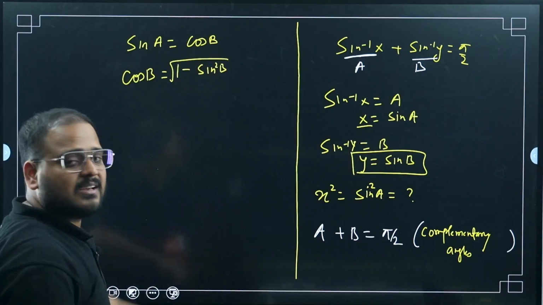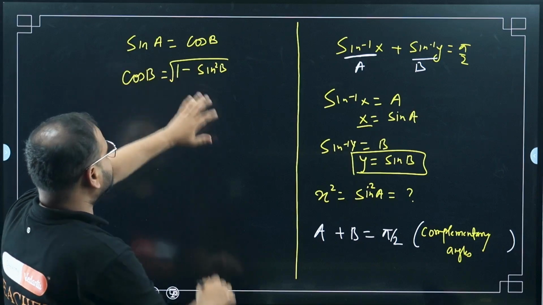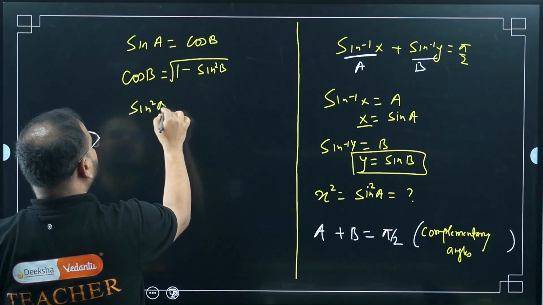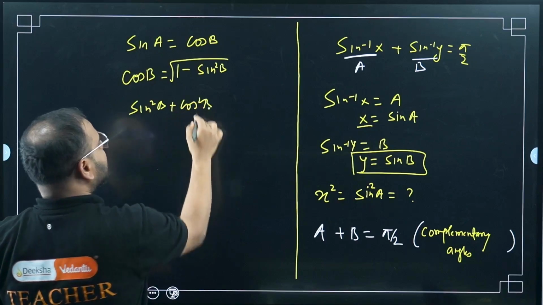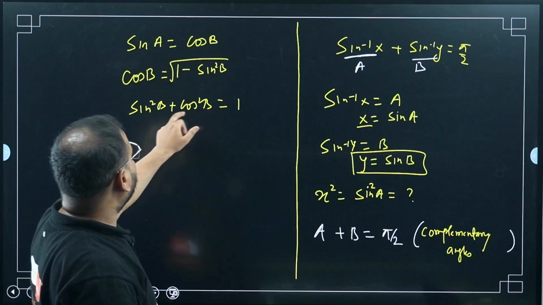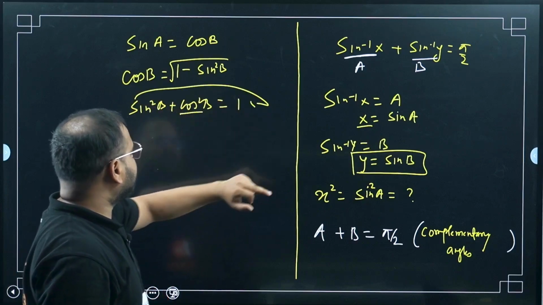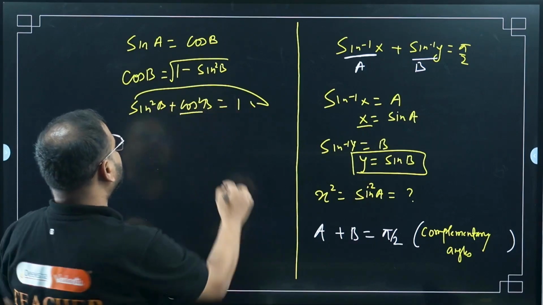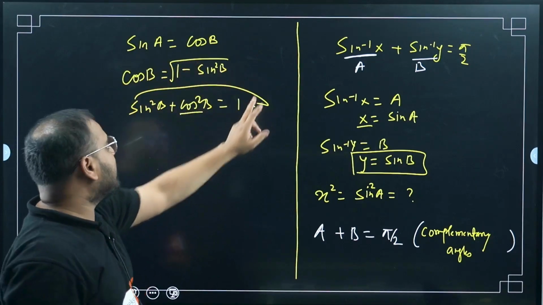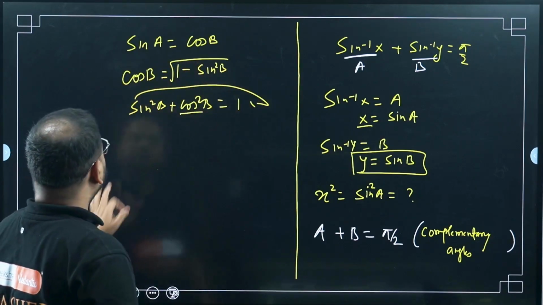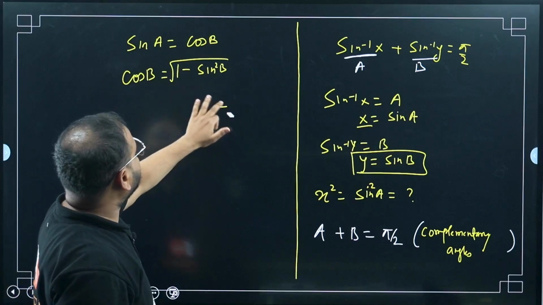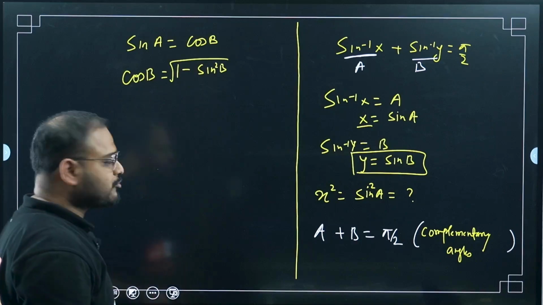Can you tell this? The identity is there, no? Sine square b plus cos square b equals 1. So if I'm finding the value of cos square b, this goes to the other side and becomes negative, and then I have to take the root because the square is there. So cos b can be written as root under 1 minus sine square b. You know this identity, sine square b plus cos square b is 1.